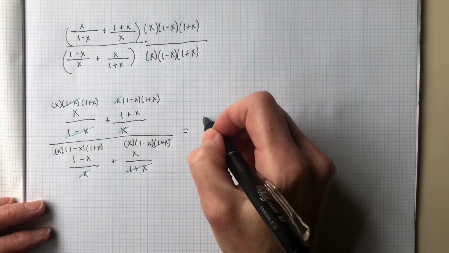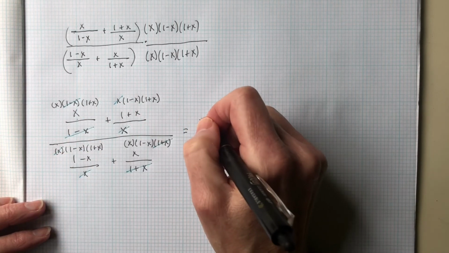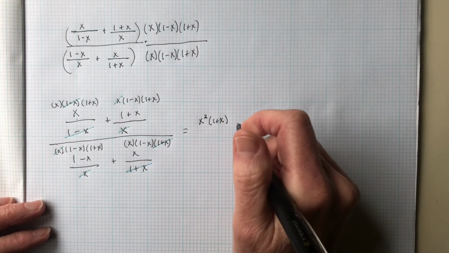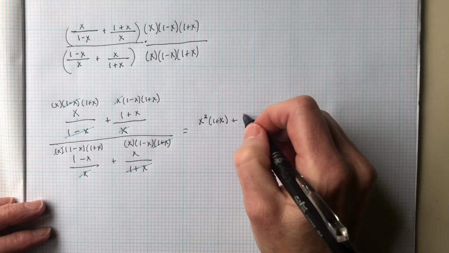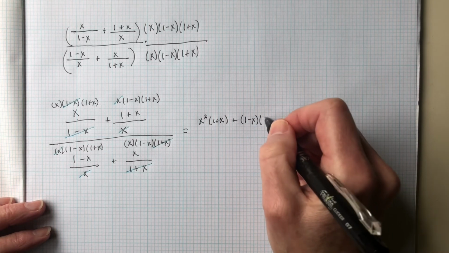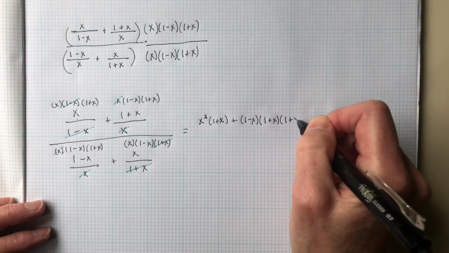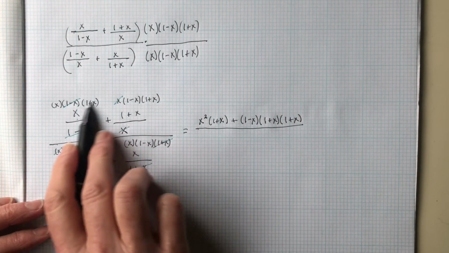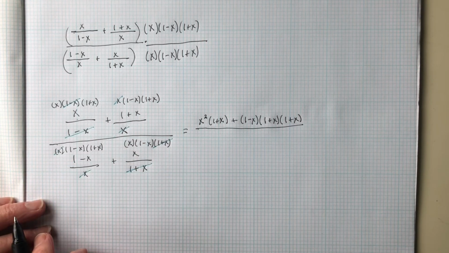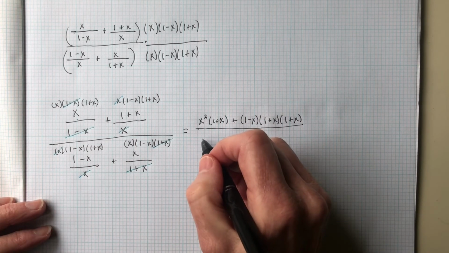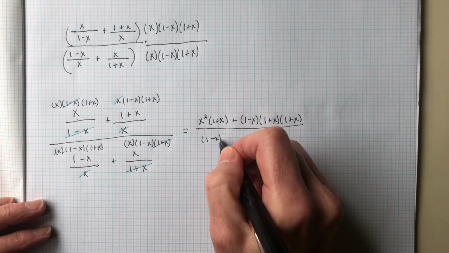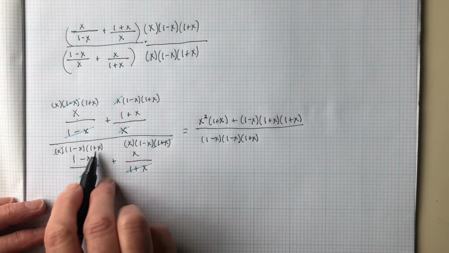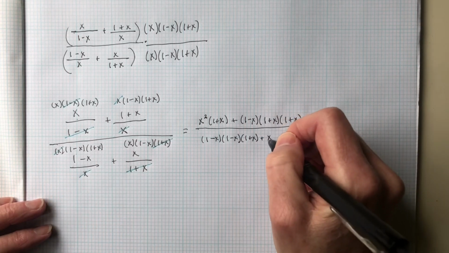So here we're going to have x times x gives us x squared times 1 plus x plus 1 minus x times 1 plus x times another 1 plus x over, because that takes care of that whole complicated numerator because we got those canceled. And here we're going to have 1 minus x times 1 minus x times 1 plus x, that takes care of all those, plus x squared times 1 minus x.